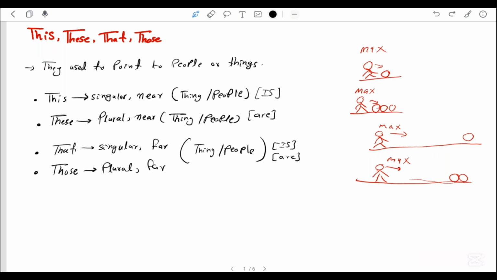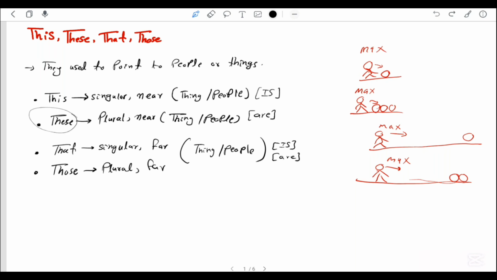As you can see here, we have a person named Max. Max sees a ball and the ball is near to Max, right? So Max will say this is a ball, like the ball is near. And we use this with singular people or things that are near to us, and we use it with is. We say this is, all right?